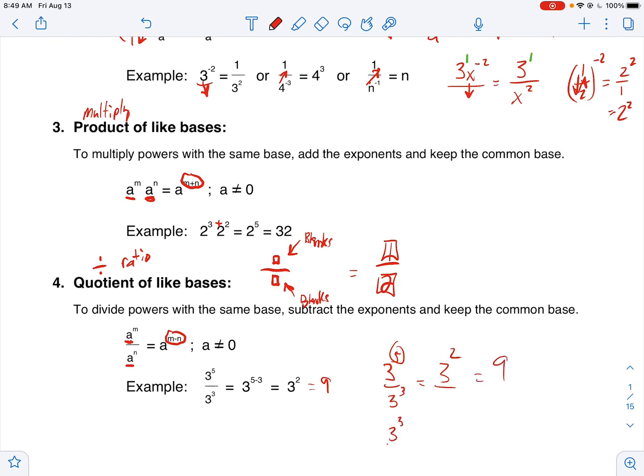If it was 3 to the 3rd over 3 to the 5th, technically that's 3 to the 3 minus 5, which is 3 to the negative 2. It's going to move, which becomes 1 over 3 squared, which becomes 1/9. So the way I like to do it is when I have same bases dividing, I circle where the biggest number is. That's where that base goes. The 3 is going to end up in the bottom because the 5's bigger. Now I just do 5 minus 3, which is 2. And I've got 1/9.